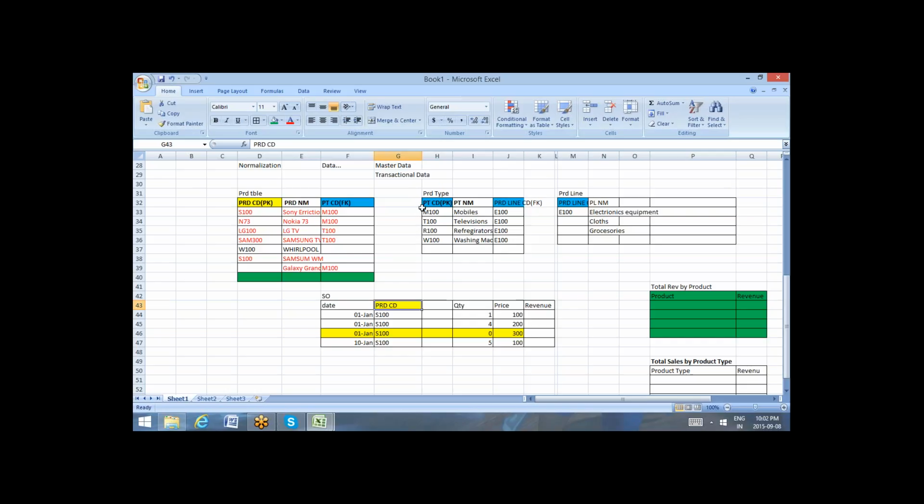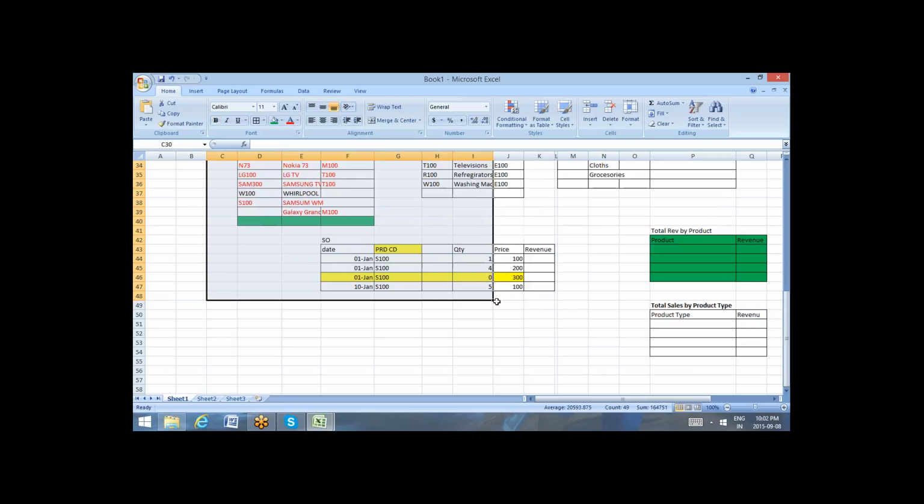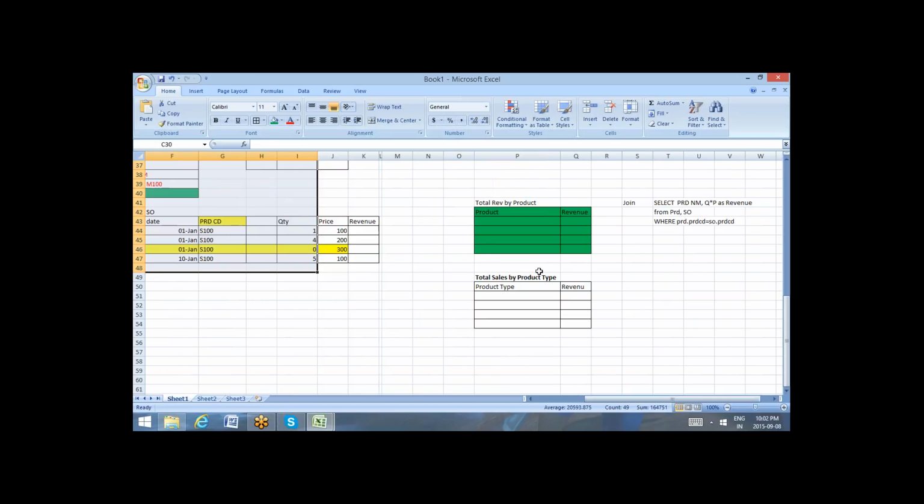So now what I can do is, this sales order table and the product table can be joined together based on a common column, and this product table and product type table can be joined together based on some common column. So somehow these three tables need to be joined together to get this kind of information, the total sales by product type.